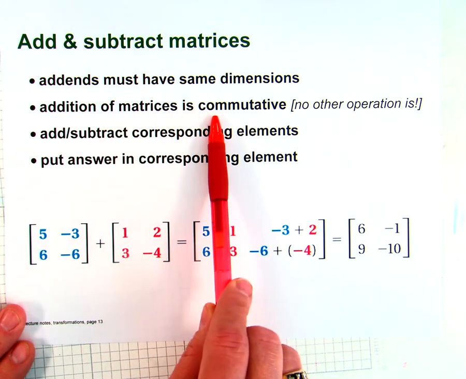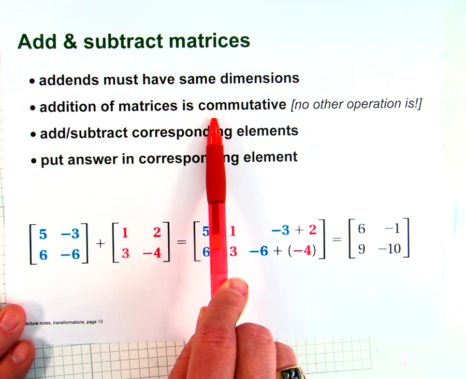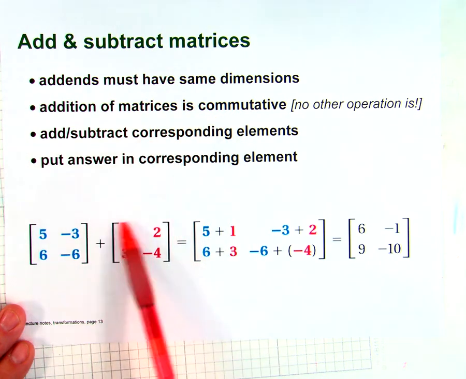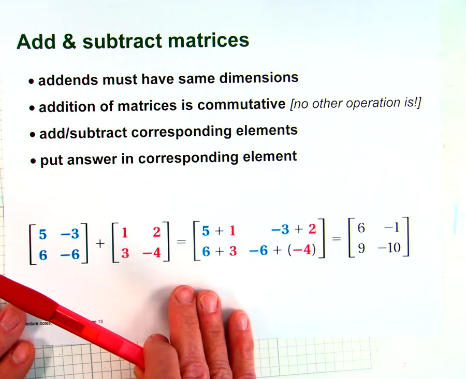Addition of matrices is commutative. That means the order doesn't matter. No other operation is. Addition is the only thing that you can change the order. You're accustomed to being able to change the order in multiplication, but you cannot. It must be done in the order. It's not like other types of multiplication.